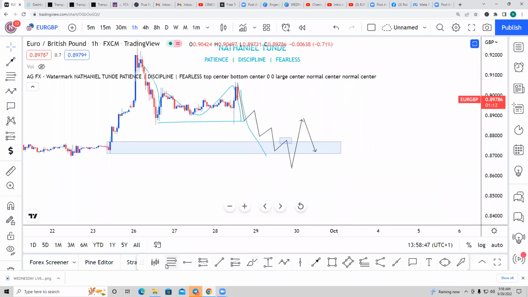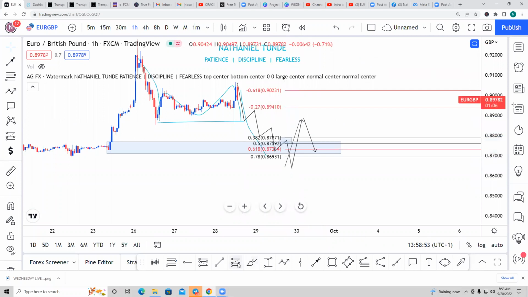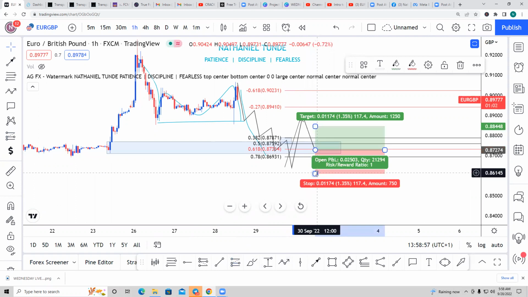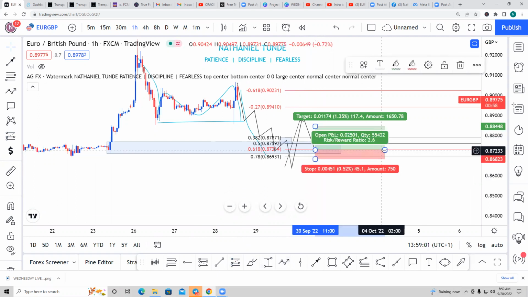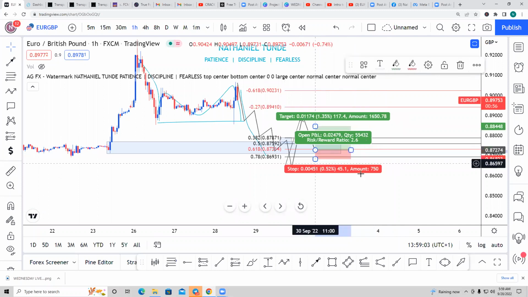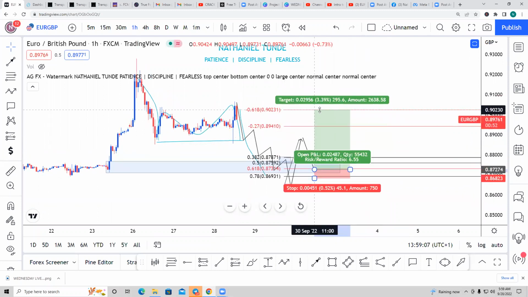And where is your TP and where is your stop loss? Right now, your entry is right here, and your stop loss is right here, just below 78. And this time around, you may argue that your TP is minus 0.618.